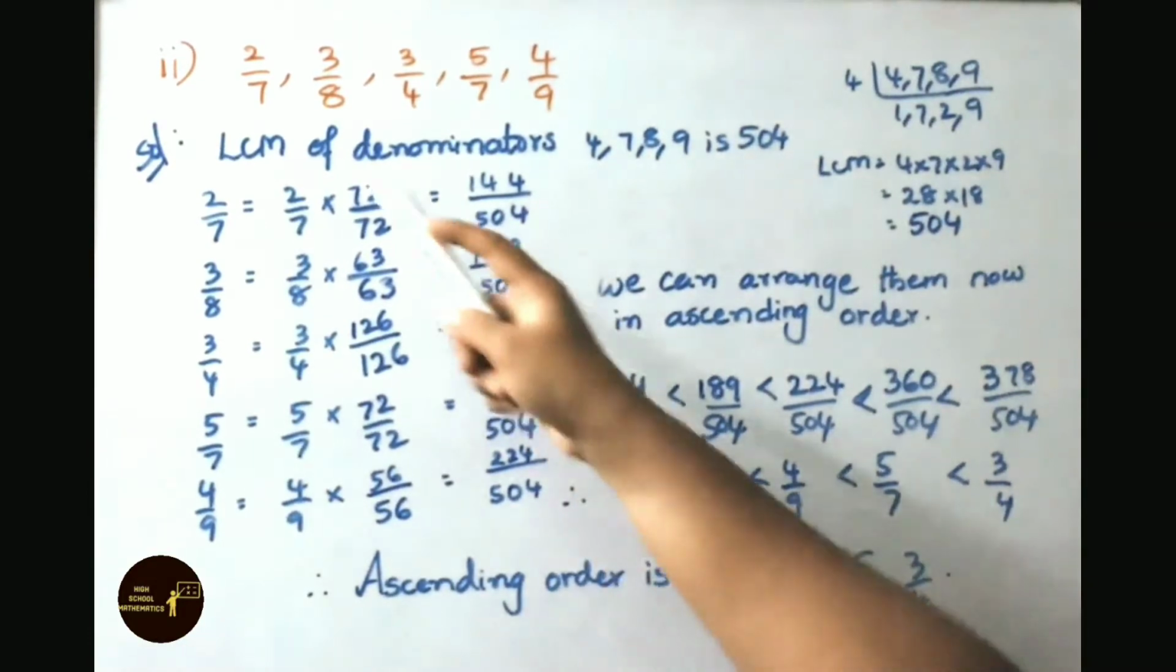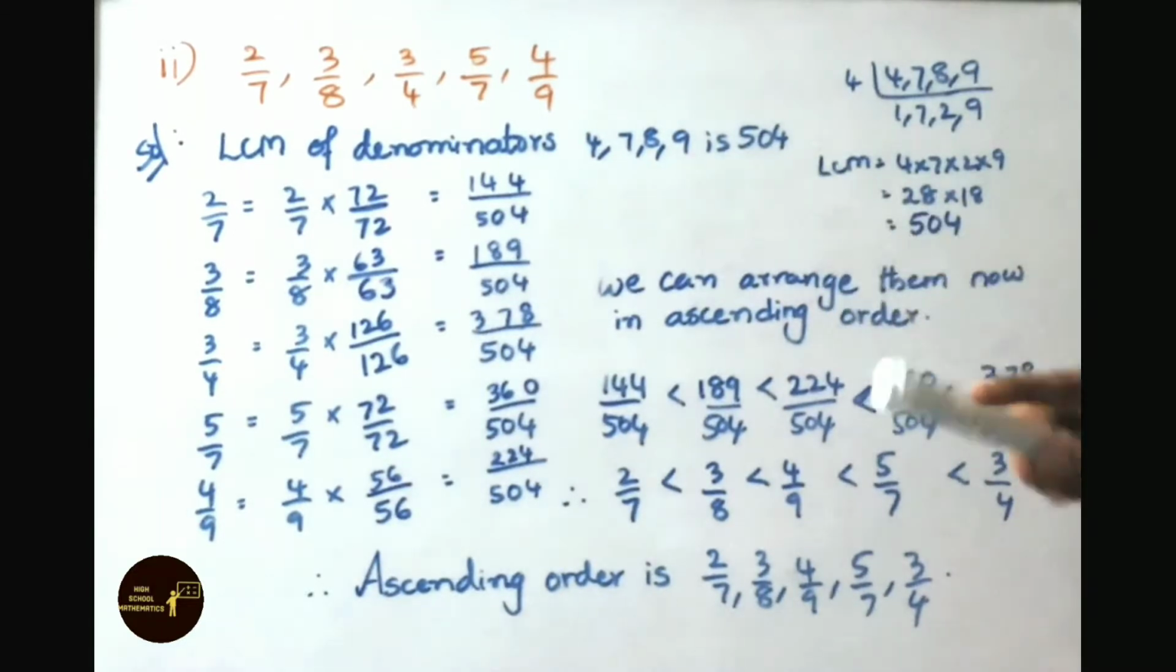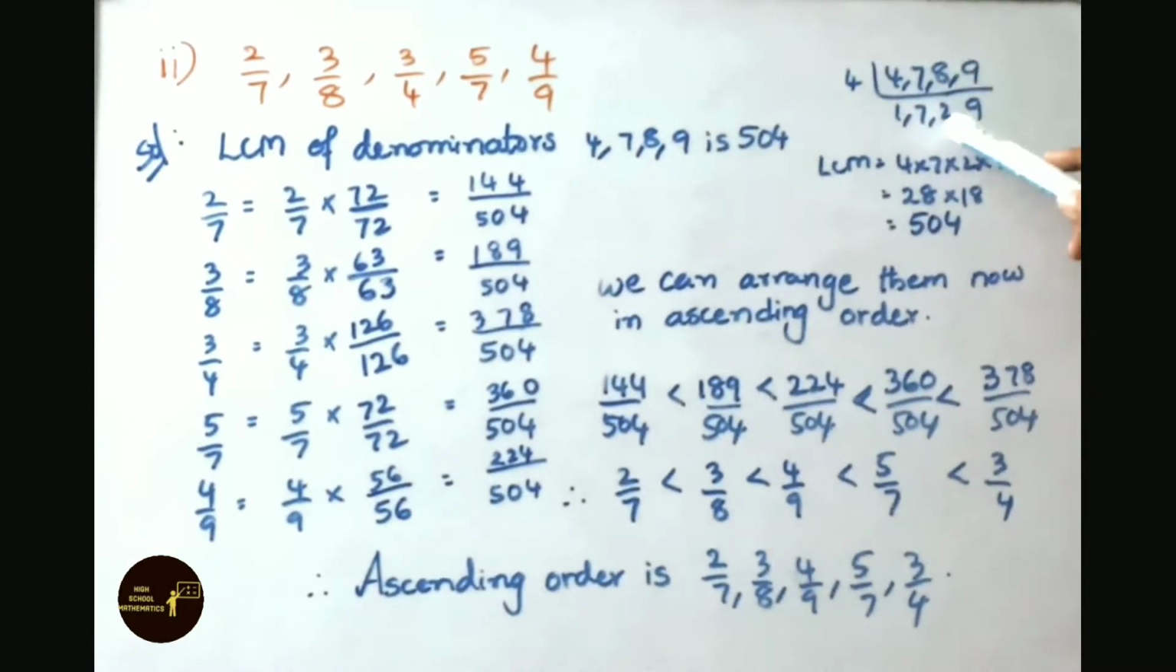For that purpose we have to find the LCM of denominators 4, 7, 8 and 9. 4 ones are 4, 7 as it is, 4 twos are 8, 9 as it is. Now let us see the LCM. 4 into 7 into 2 into 9. 4 sevens are 28, 2 nines are 18. 28 into 18, if we multiply, we get the answer 504.